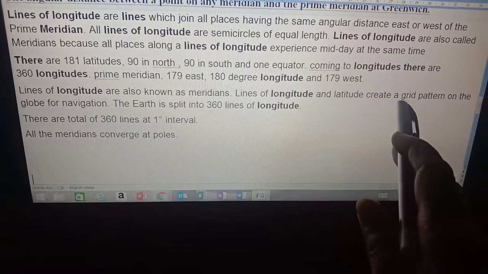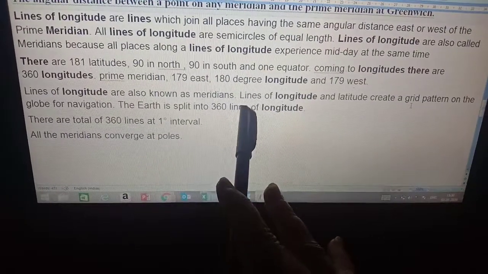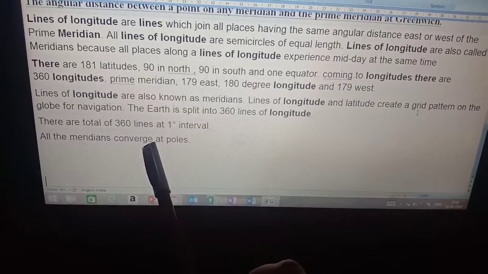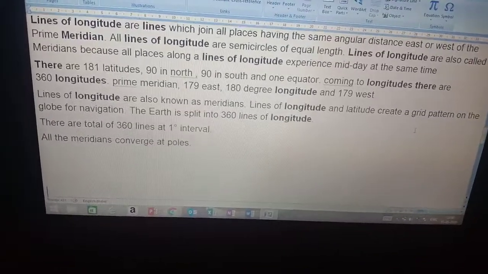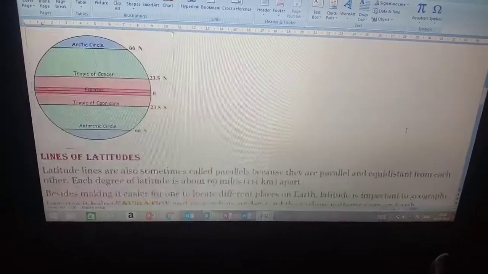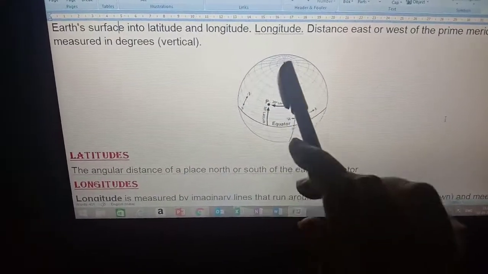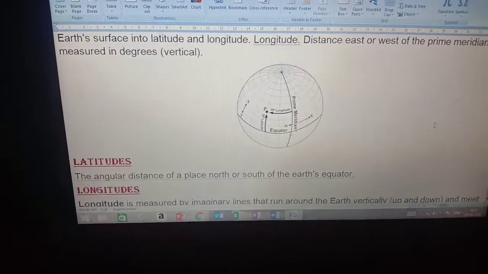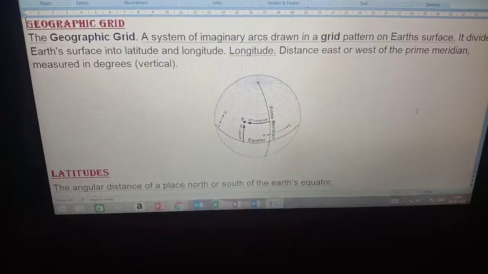Lines of longitude and latitude create a grid pattern on the globe for navigation, and there are 360 lines of longitude at an interval of 1 degree each. All meridians converge at the poles. You can see all the meridians converge here near the poles. So keep revising the topics till we meet in the next video. Thank you.